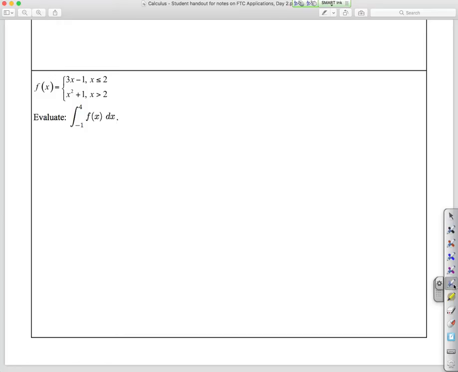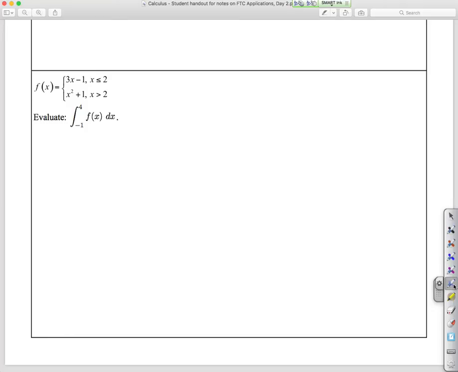Alright, so this one, piecewise. What type of function is that? Piecewise. So f of x is equal to 3x minus 1 when x is less than or equal to 2, and it's equal to x squared plus 1 when x is greater than 2. We want to evaluate the integral from -1 to 4 of f of x dx.